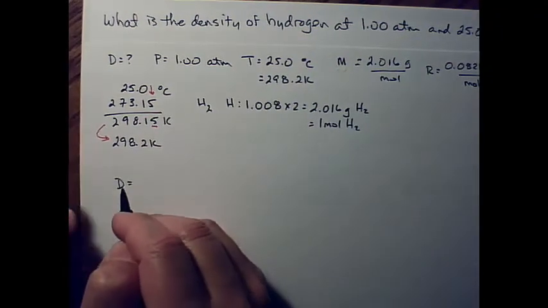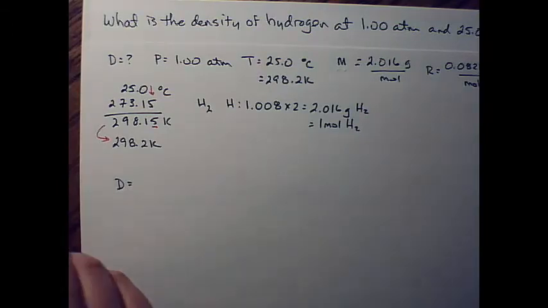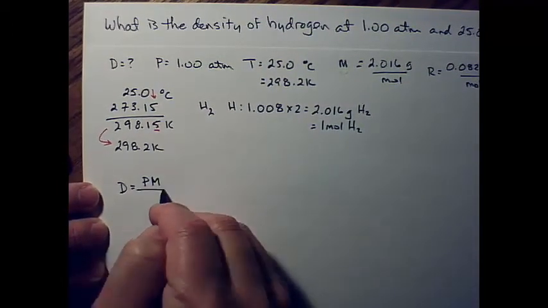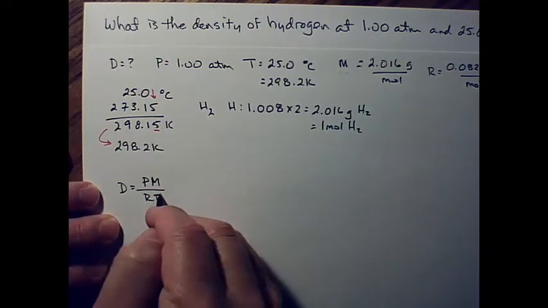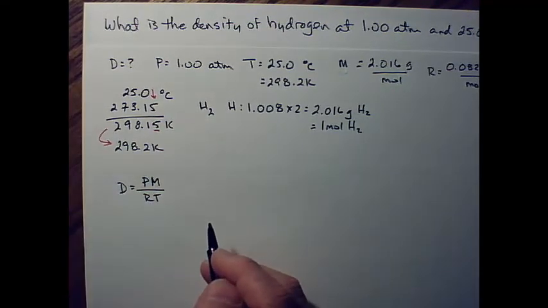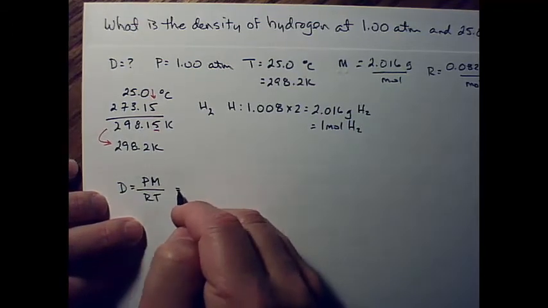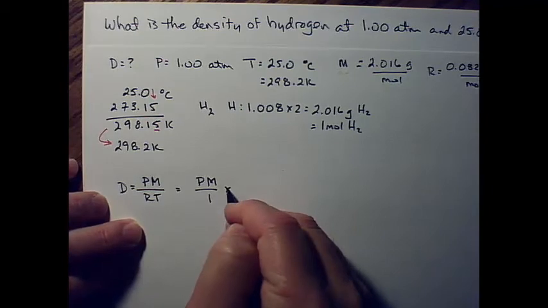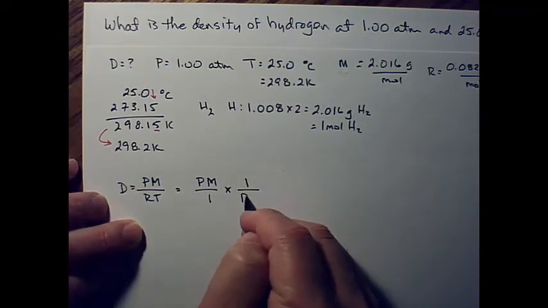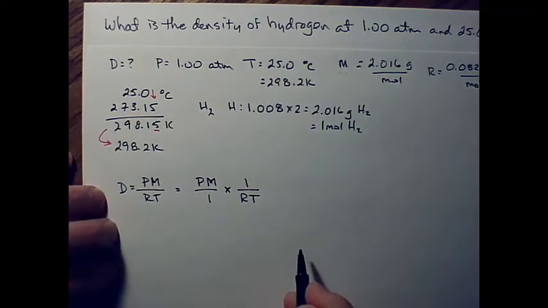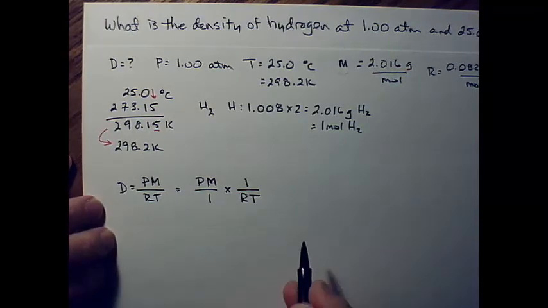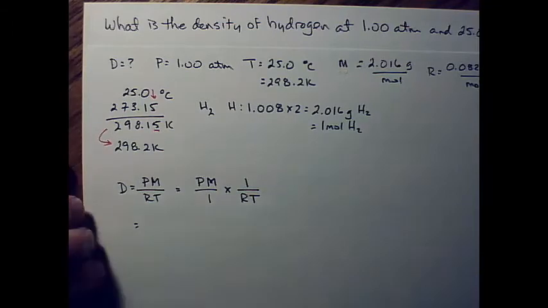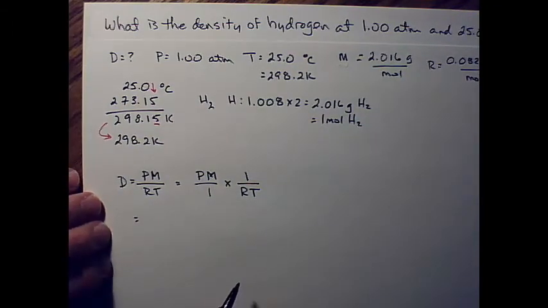So density is equal to P times molar mass over RT. If you want to simplify it right up front, you could do it like this and say that's PM over 1 times 1 over R and T. Then when you plug everything in, it's already inverted and multiplied for you, if you know how to flip this. I'm going to do it that way. I hope it won't confuse you. If it confuses you, let me know, and we'll redo it again, okay?